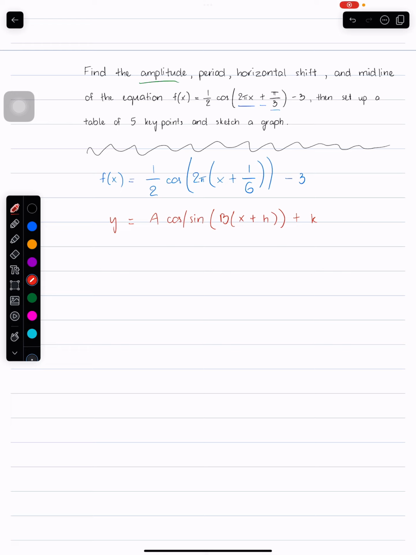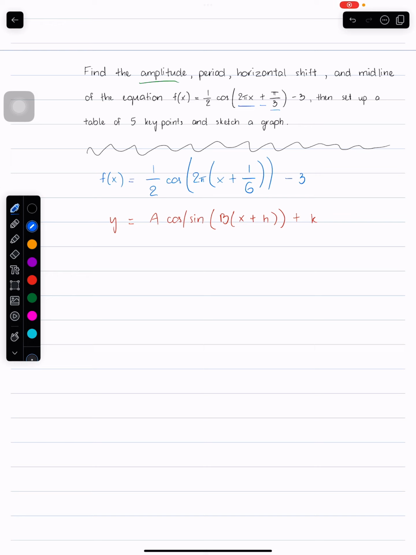So A in here represents the amplitude. The B in here, we do have the formula to go from B to period, and we're going to talk about it in a second. H in here will represent the horizontal shift. And K in here will represent the vertical shift or the midline equation. Okay? So the work in here, right?